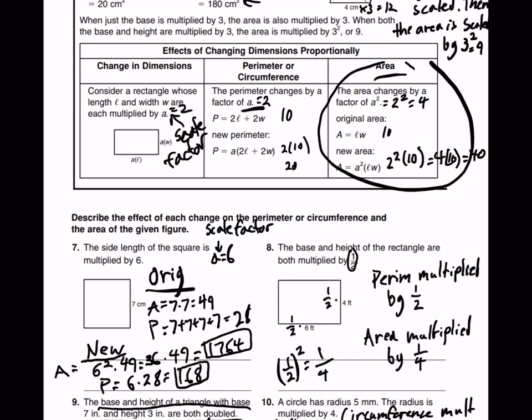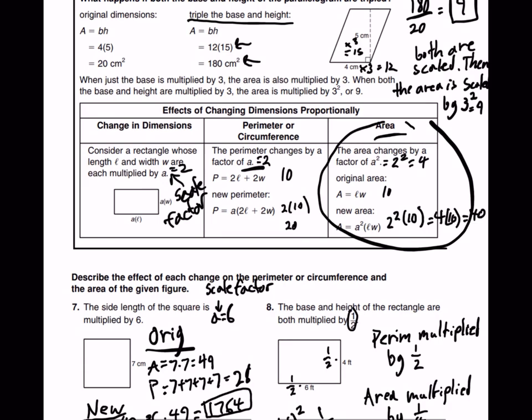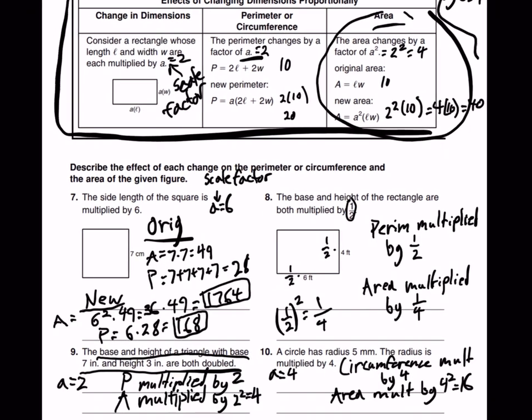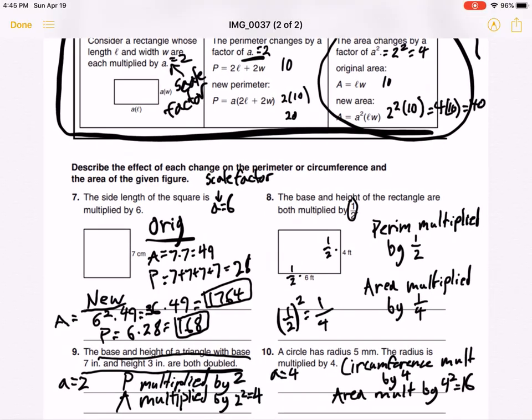So to sum it up, it really is all the stuff we just talked about. With the original dimensions, perimeter changes by the scale factor, A. Area changes by the scale factor squared, A squared. Okay, and that's pretty much the idea for this first assignment and the notes.